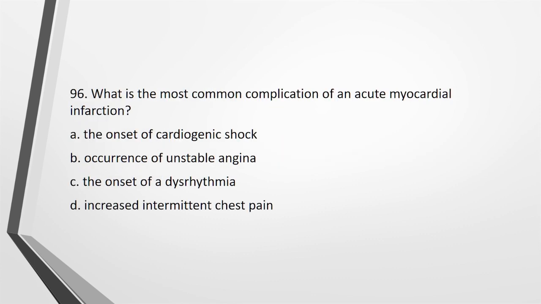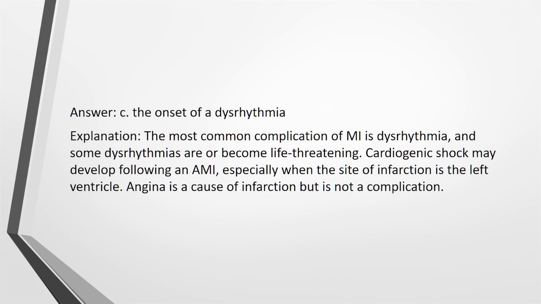96. What is the most common complication of an acute myocardial infarction? A. The onset of cardiogenic shock. B. Occurrence of unstable angina. C. The onset of a dysrhythmia. D. Increased intermittent chest pain. Answer: C. The onset of a dysrhythmia. Explanation: the most common complication of MI is dysrhythmia, and some dysrhythmias are or become life-threatening. Cardiogenic shock may develop following an AMI, especially when the site of infarction is the left ventricle. Angina is a cause of infarction, but is not a complication.